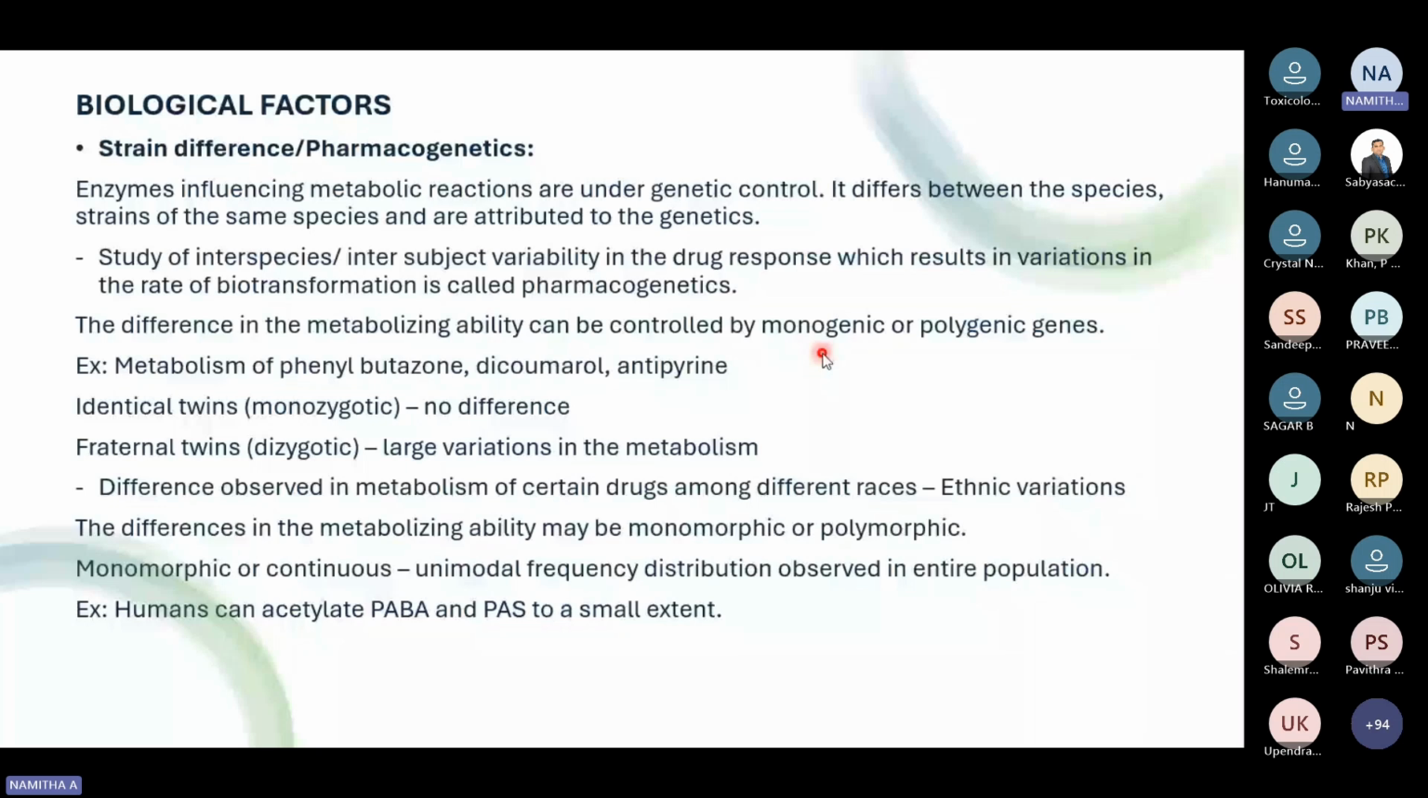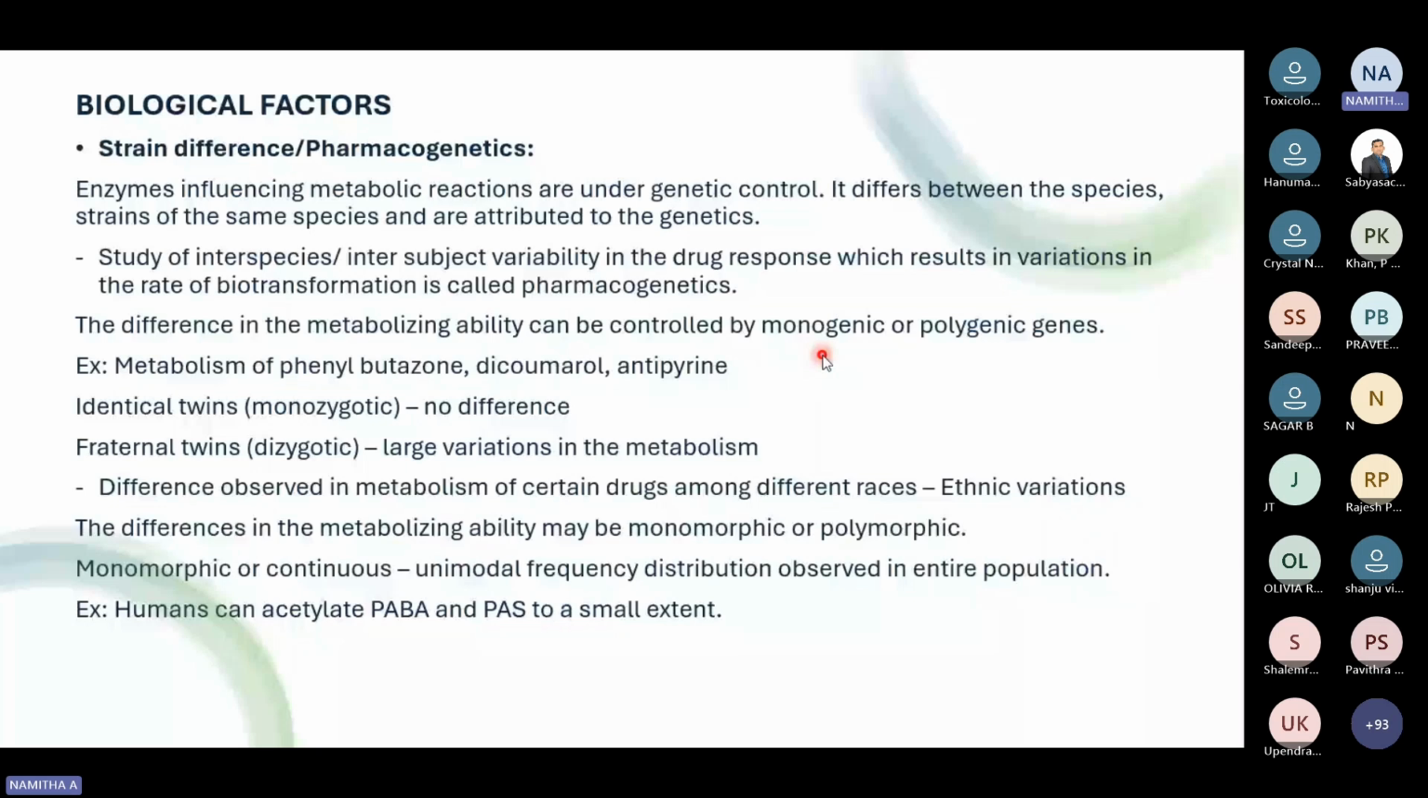Metabolism of phenylbutazone, dicumarol, and antipyrine. For these, in identical twins, there is no difference in the metabolism of these drugs. Whereas in fraternal twins, there are larger variations in the metabolism of phenylbutazone and dicumarol. Differences observed in the metabolism of certain drugs among different races are called ethnic variations.